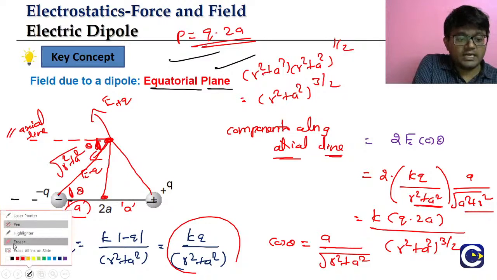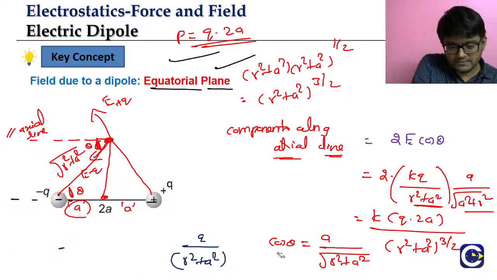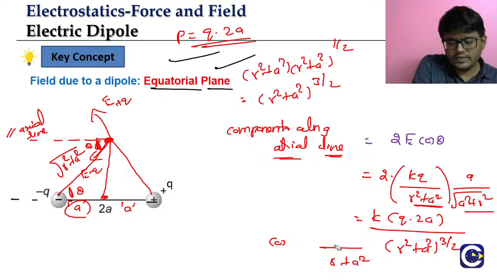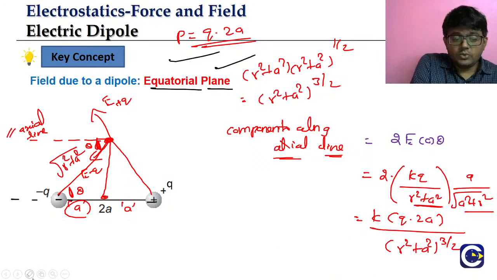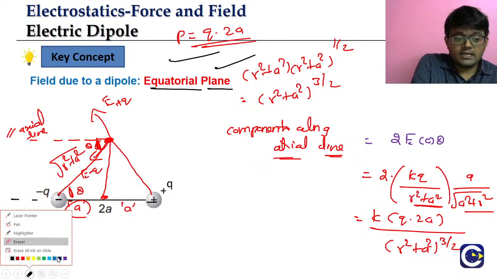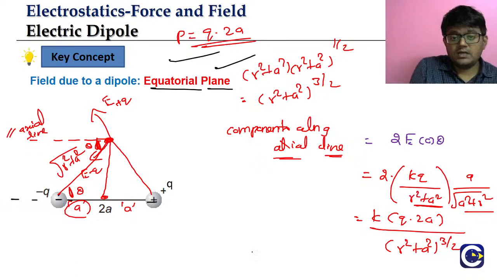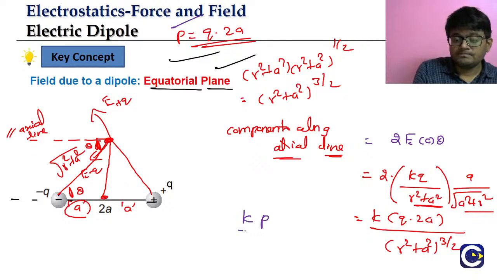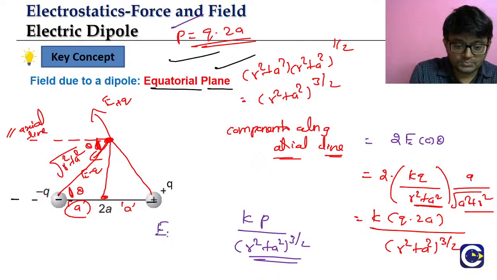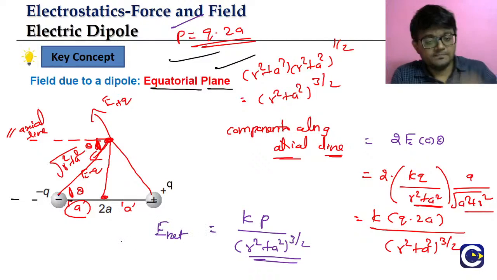This is at a point on the equatorial plane. So what is the final answer? k into q into 2a, and in place of q into 2a we can write the dipole moment p. So it is k into p by r square plus a square whole power 3 by 2. This is the net electric field.